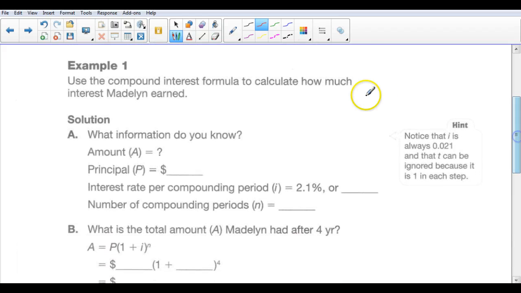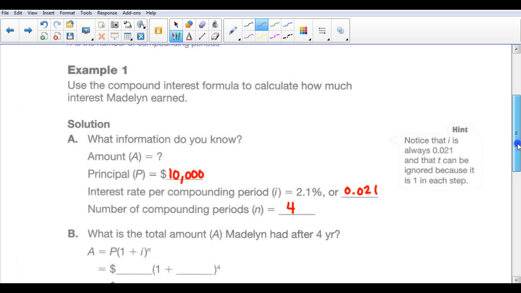Okay, so let's use the compound interest formula to calculate how much interest Madeline earned. What information do we know? We don't know the amount. That's the question mark. We do know the principal. What did she start out with in the question? Well, she started out with $10,000. The interest rate per compounding period is 2.1% per year, or 0.021. And the number of compounding periods, N, how many years? N is time in years. There was 4 years.